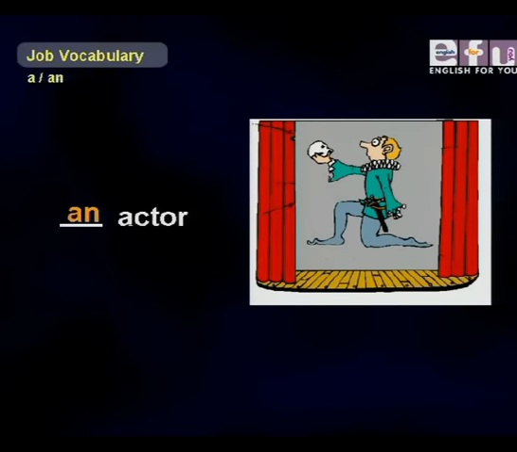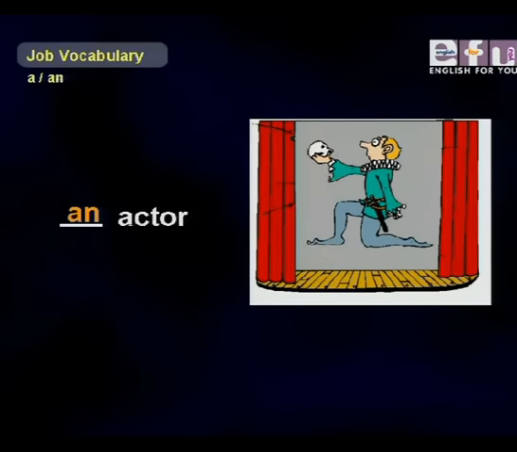A police officer protects people. A police officer protects people. All right? Here's another one.